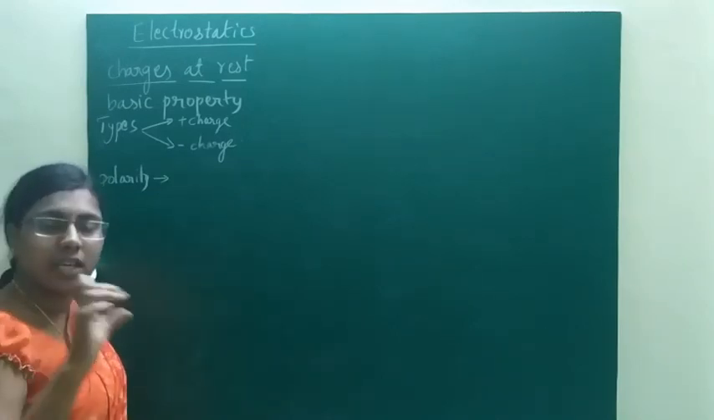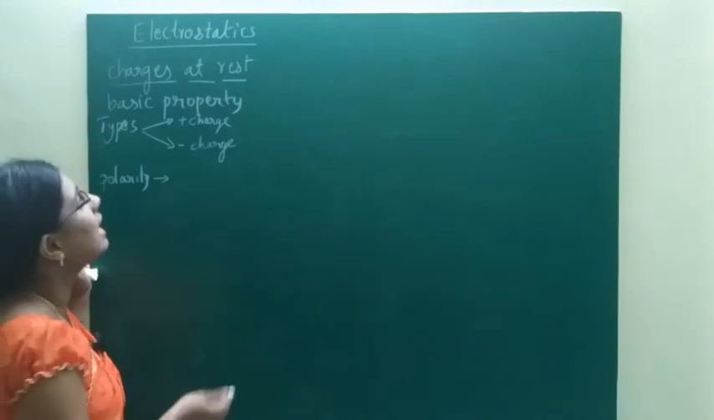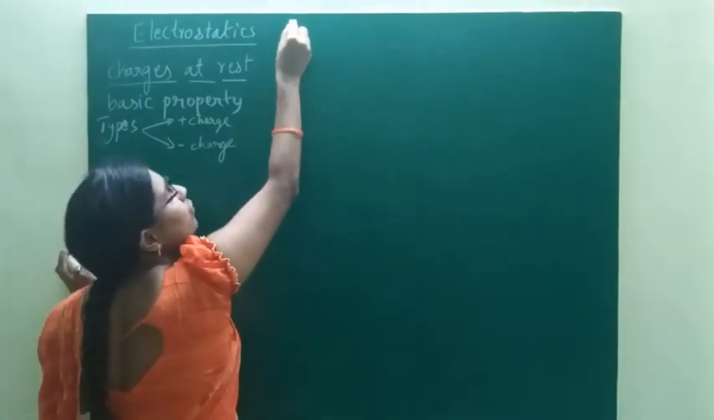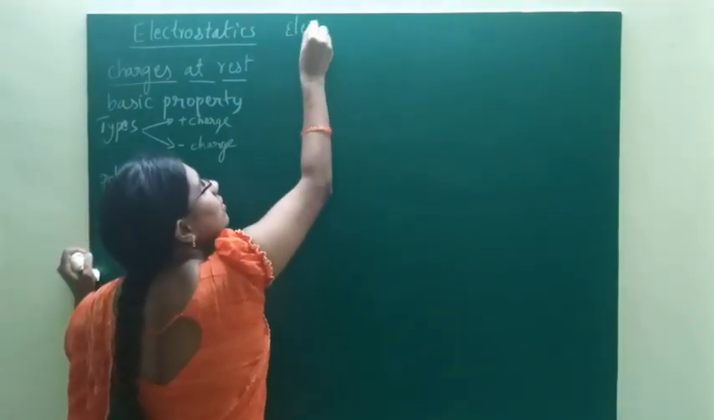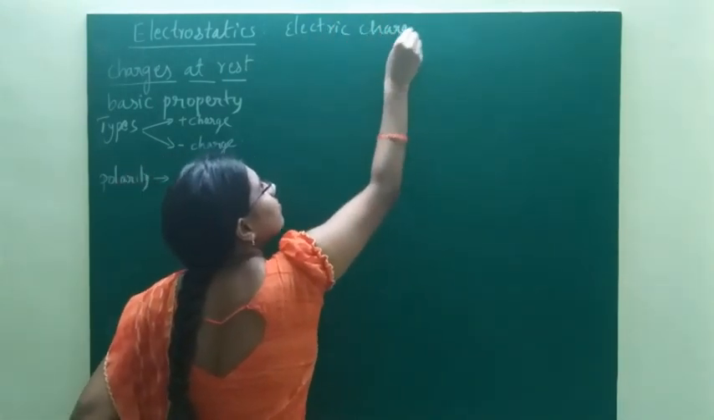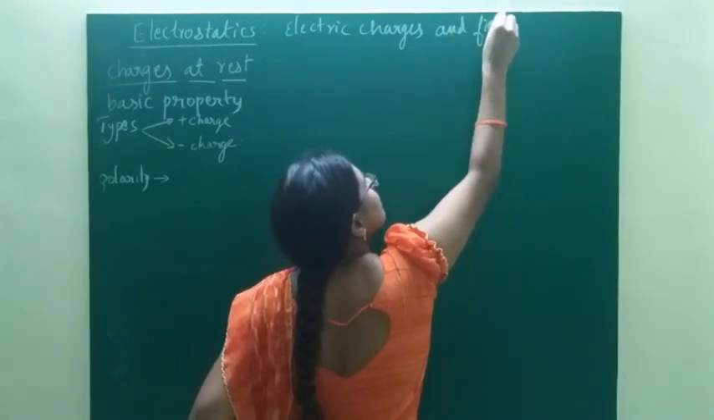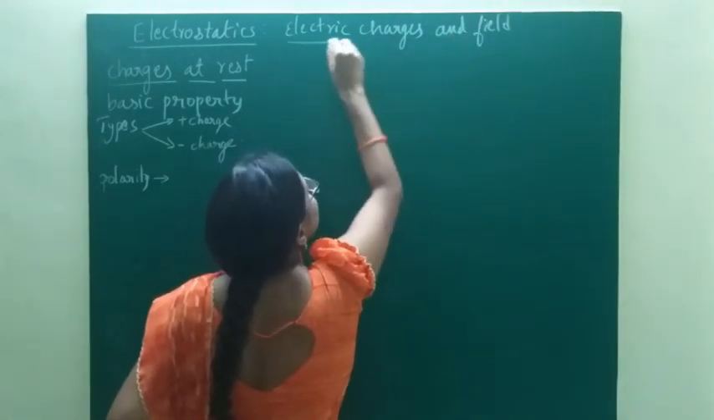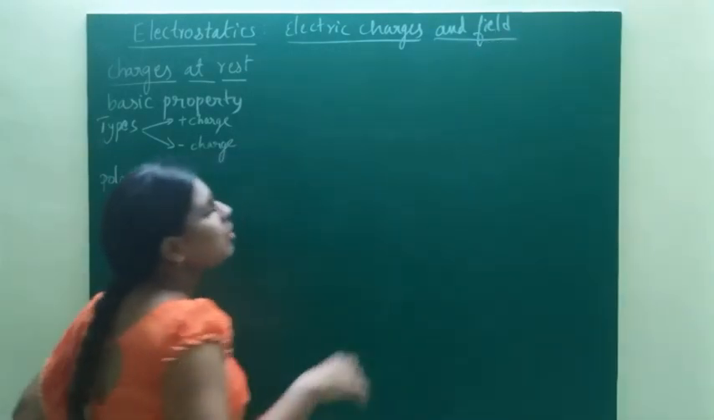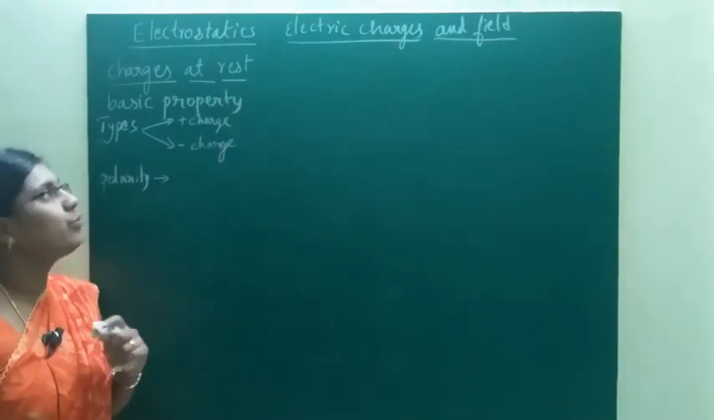Now in this unit, electrostatics, you have two chapters. Electric charges and fields is the first chapter, and the second chapter is electric potential and capacitors. I am going to discuss the first chapter, electric charges and fields.